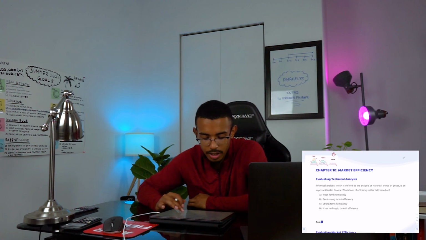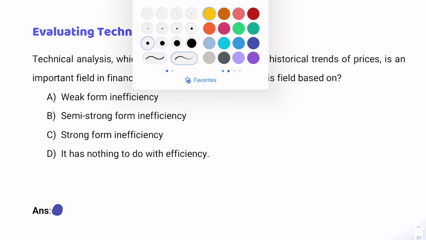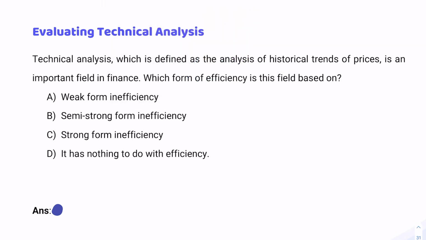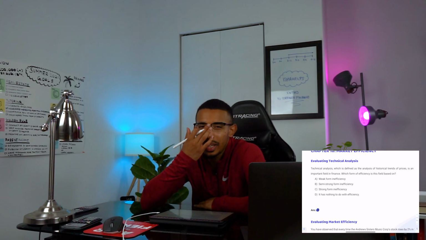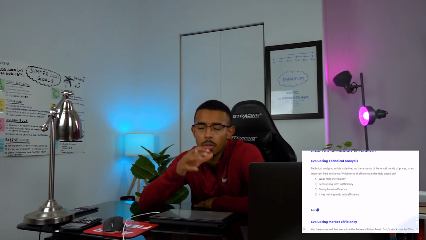So let's look at the first question, in which we're going to try to evaluate technical analysis. Technical analysis, which is defined as the analysis of historical trends of prices, is an important field in finance. Which form of efficiency is this field based on? What this means is not so much what form of market efficiency.